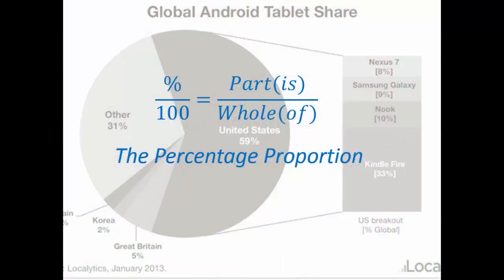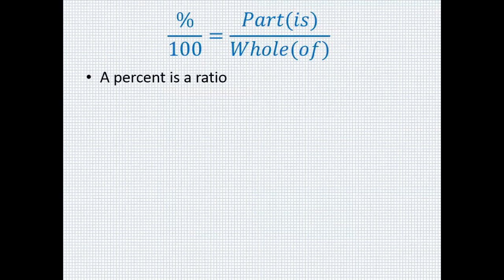Let's use a proportion to solve percentage problems. A percent is many things. It represents a fraction, it represents a rate, and it represents a ratio. For example, 3% is the same as 3 out of 100. Since we can express it as a ratio, we can also use it in a proportion.